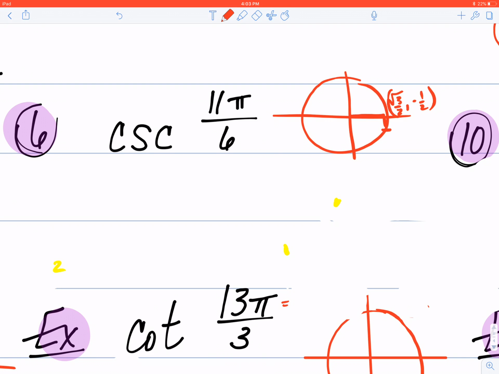Cosecant is not something that's memorized, but it is the reciprocal partner of sine. So if you know that sine is your y value, all you have to do is take your y value, get the reciprocal, and you're done. So the reciprocal of negative 1/2 is negative 2.